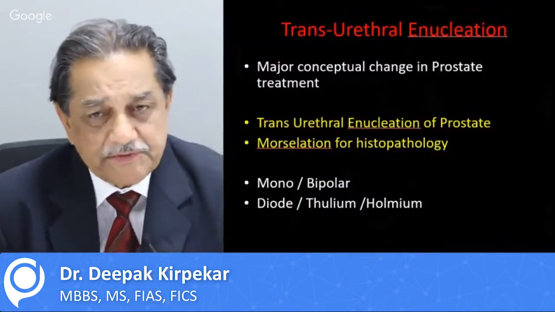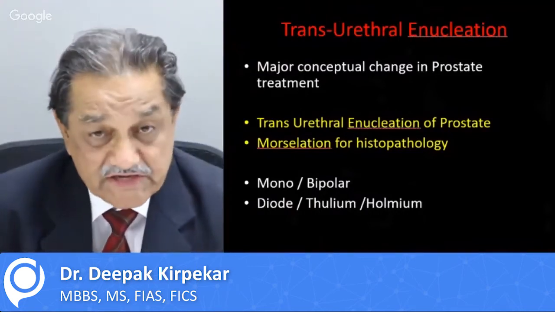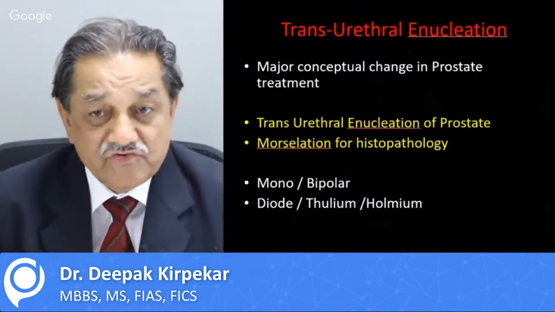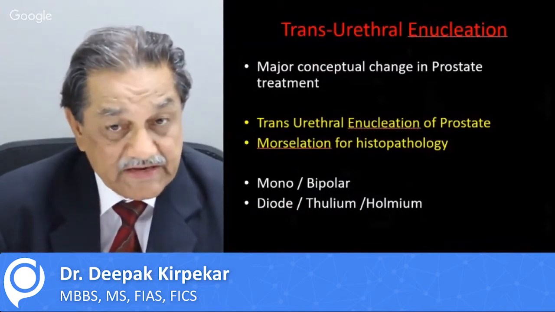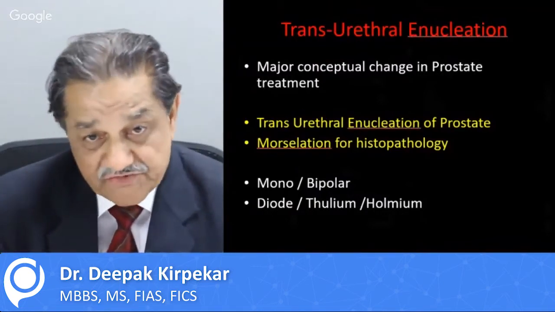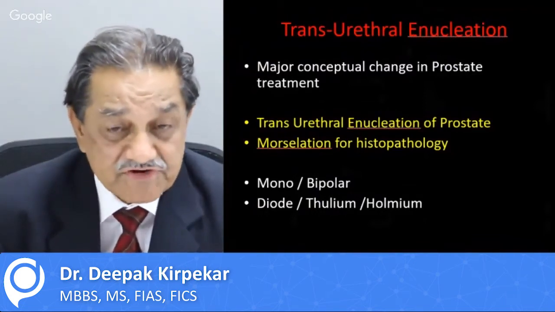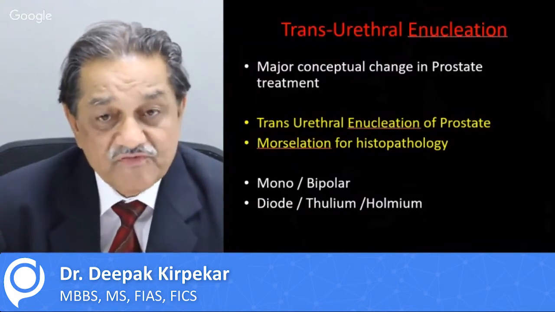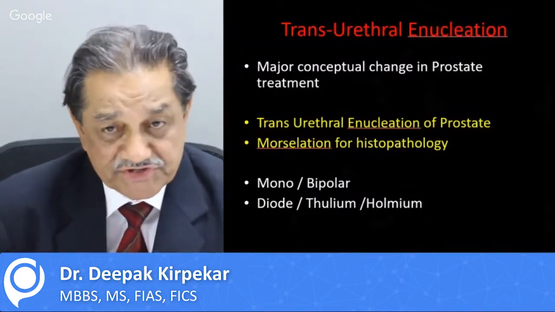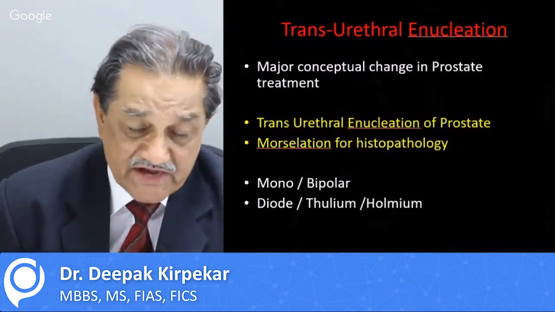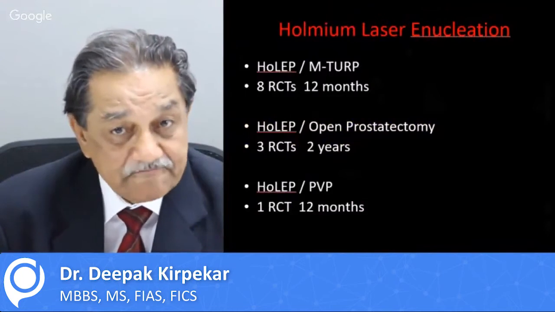A major conceptual change that took place after 1940 was transurethral enucleation of the prostate with morcellation for histopathology. This came up from Australia and New Zealand, and this has changed the concept when we look at prostatic resection. We now want to remove as much as possible. In fact, we want to mimic an open prostatectomy using the enucleation technique. All energies can be used to do this method.